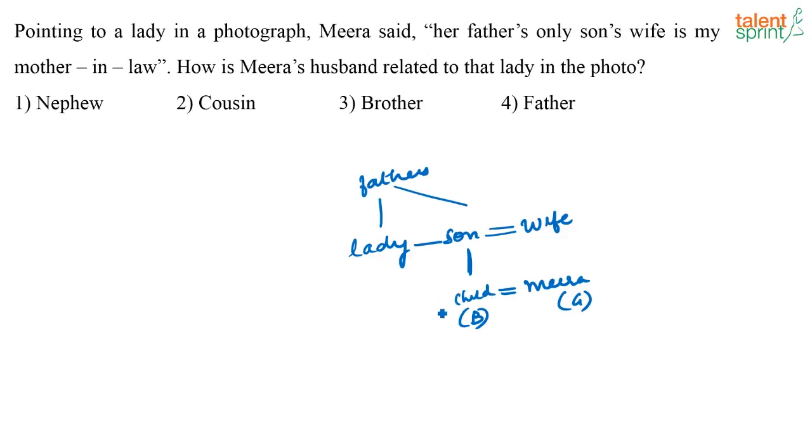Now what was the question? How is Meera's husband related to the lady in the photo? Meera's husband is this lady's brother's child, and he is a male. So he is this lady's nephew. That is the correct answer. Correct answer is option 1, nephew. Yes, nephew is the correct answer. Okay, Meera says, the lady in the photograph, her father's son's wife is Meera's mother-in-law.